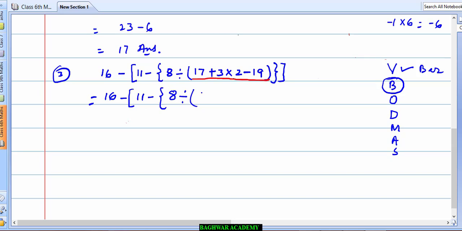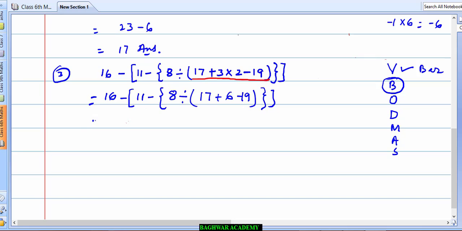Here also the same BODMAS rule will be applied. You have operations addition, multiplication and subtraction. So what we need to do first? Multiplication over here. So we will write 17 and 3 2s are 6, minus 19 and then you close these brackets.